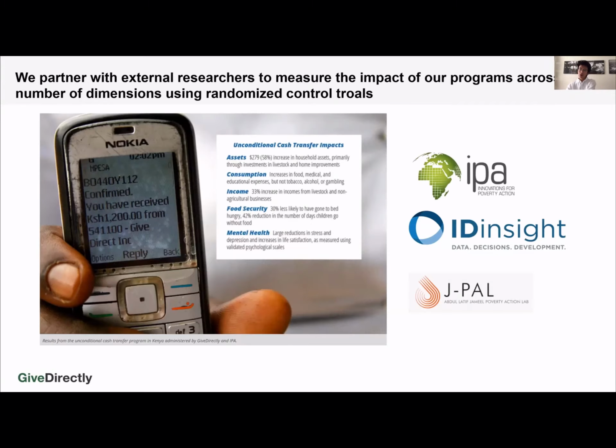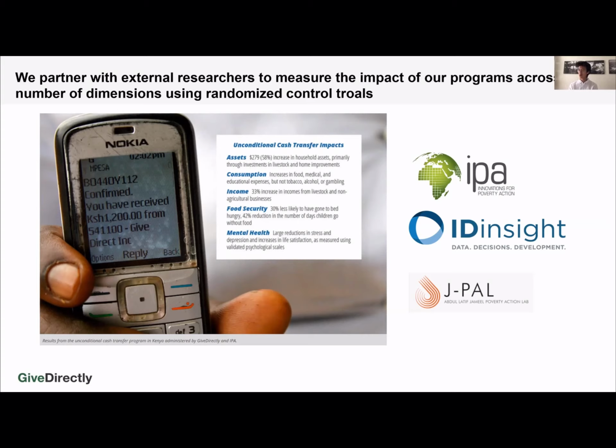Now, on this previous slide, right? Some of these results we show are between the control group and the treatment group. Let's look at the income line here in this image. We saw a 33% increase in incomes in livestock and non-agricultural business after our cash transfers were injected. And so all these are great numbers, right? You see people are wealthier, they're healthier, they're happier, mental health, cortisol levels fell.